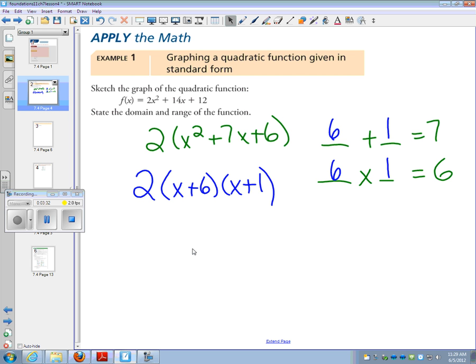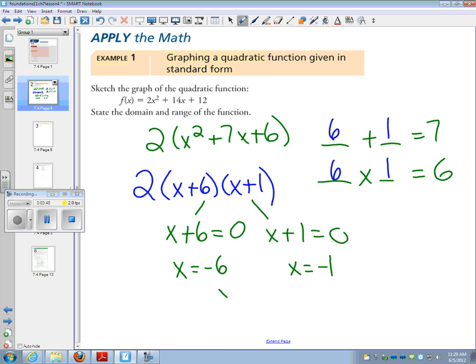So what they have done is they have taken each of these factors, set them each to be 0, and solved for x. And these are the roots. So the factored form really does tell you a lot about the sketch. It's going to tell you where it's going to cross the x-axis, which is pretty neat.